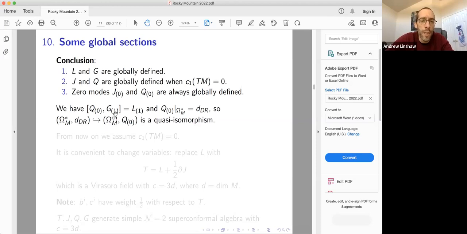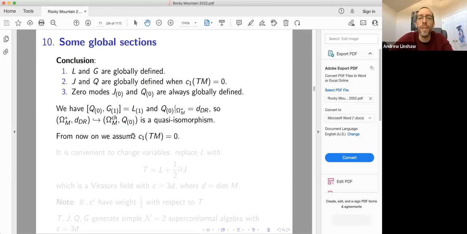And also the G_1, well, G was globally defined. This one mode is globally defined. This plays the role of a contracting homotopy for Q_0. So this bracket is L_1. So this tells you that everything beyond conformal weight zero is cohomologically trivial. So this embedding of the conformal weight zero piece in the chiral de Rham complex is a quasi-isomorphism. Okay, so this is all I want to say about the general setting.